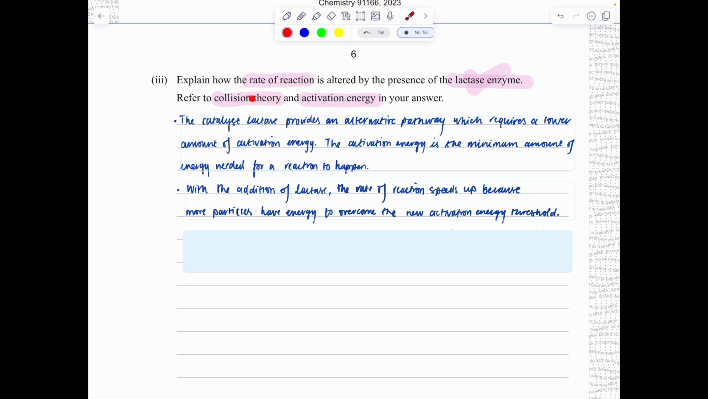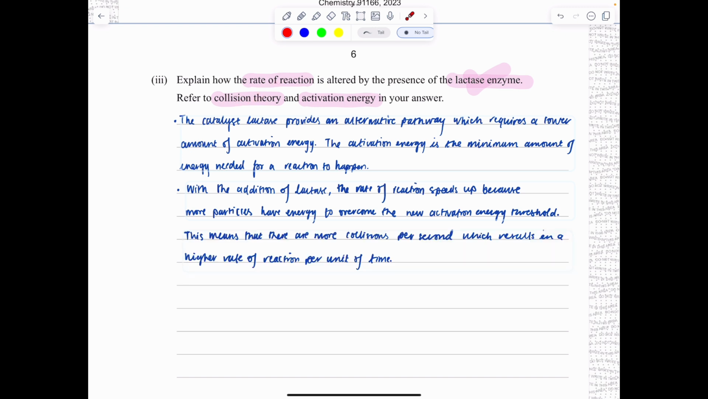Last thing we need to talk about and refer to is collision theory. This means that there are more collisions per second, which results in a higher rate of reaction per unit of time. It's important to include things like per second or per unit of time to give a nice set of bounds for the reaction, otherwise it could happen forever and ever. So I've ticked off all the key points of the question.